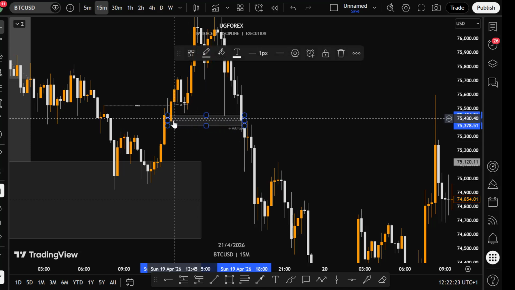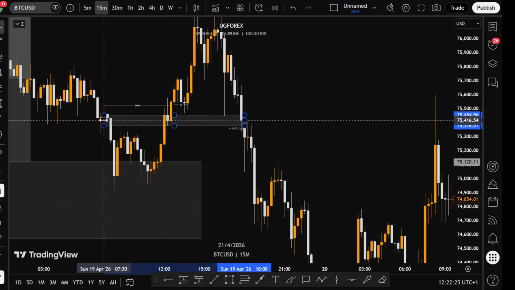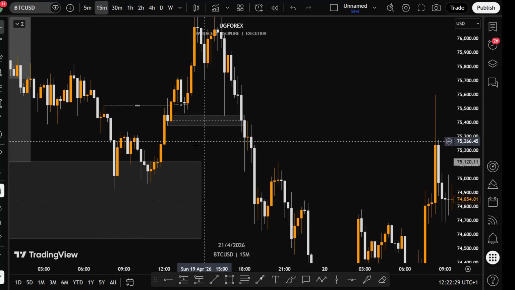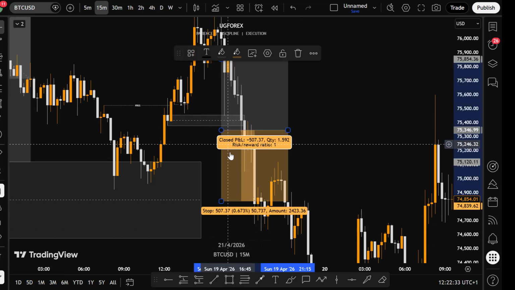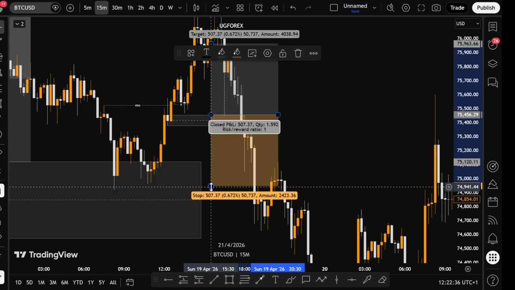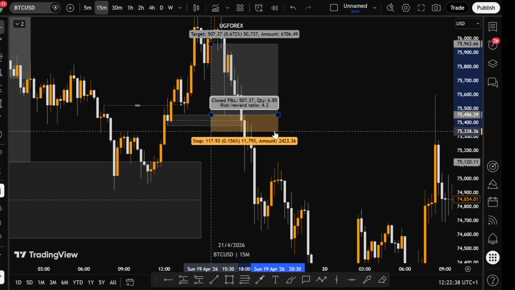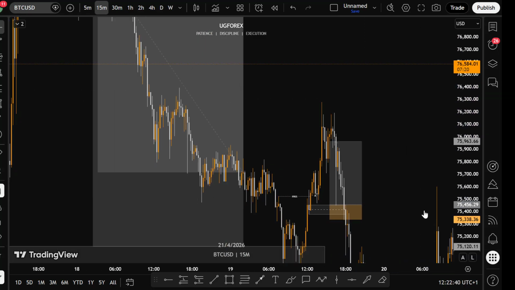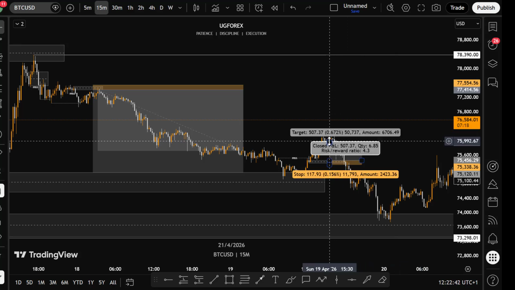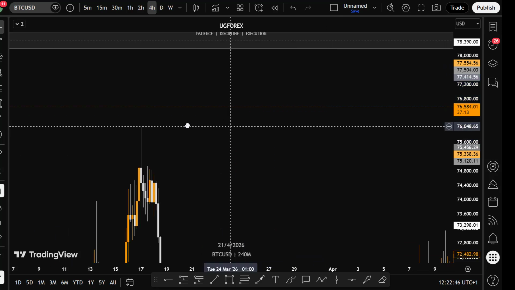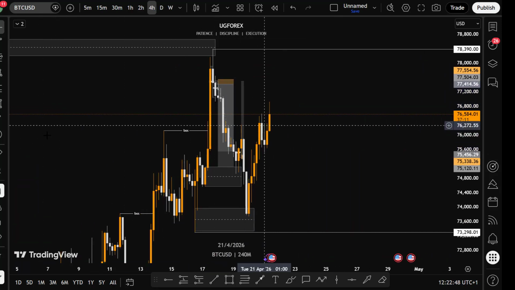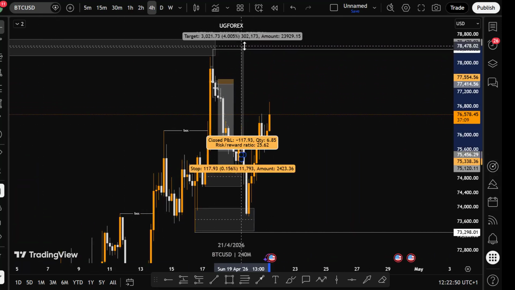Now, if you extend this POI towards the left, you can see that it also laps on this, but this is not really a solid structure. So I'll just stick with this one, and then you can take your buy from this zone, and the target would be the high. I always want to go to the 4-hour to check for a liquidity zone that I can take my profit from. In this case, the liquidity zone will be at the top right there.